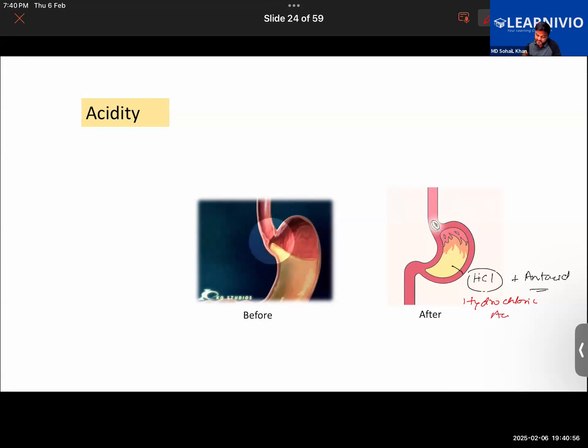So hydrochloric acid is secreted by the stomach. When you consume an antacid, which contains a base, the acid and the base react, and both of their effects are neutralized. Hence, we get relief from the pain.